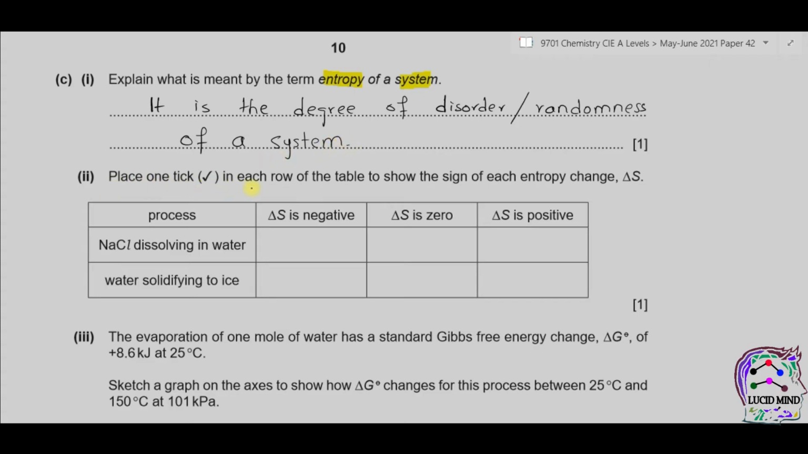It says place one tick on each row of the table to show the sign of each entropy change. First one is sodium chloride dissolving in water. As sodium chloride is dissolved from solid, it goes into aqueous form, so entropy is increasing. So when entropy is increased, it means delta S, which is the entropy symbol, is positive. Second is water solidifying into ice, so it goes from liquid to solid state. From liquid to solid, the disorder is decreased, so therefore delta S will be negative.